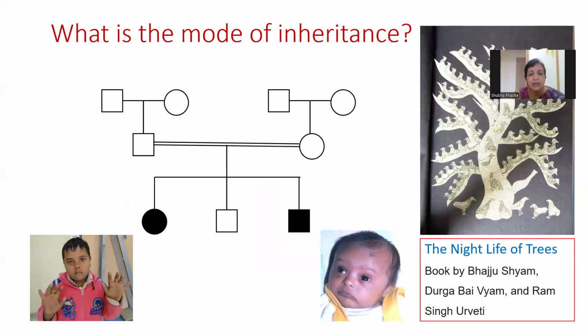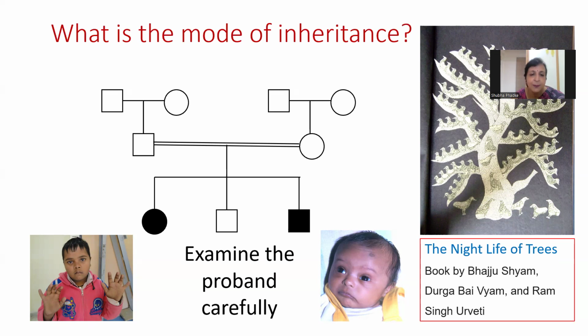So in this situation, there is consanguinity, and you see that there are two affected children, but it is not an autosomal recessive disease. Here, what we see is that both of them have Down syndrome or trisomy 21. So it is very important that you examine the child, so that you can interpret the pedigree correctly.